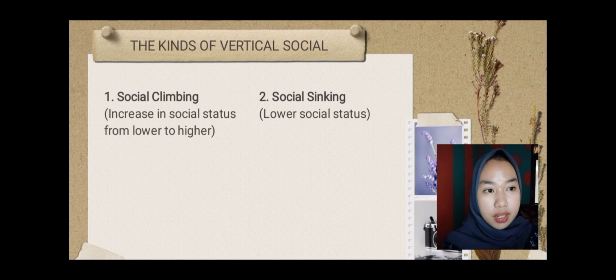The second is social sinking, which is a lower social status. There are some examples of this kind. The first is a member of parliament who is in prison for corruption, and the second, a retired sociology teacher. And the last is a student who experienced a decline in his achievement because he is lazy to study.